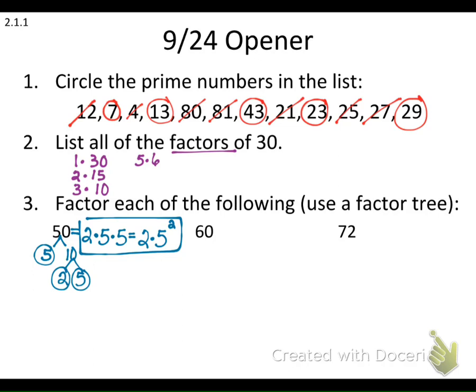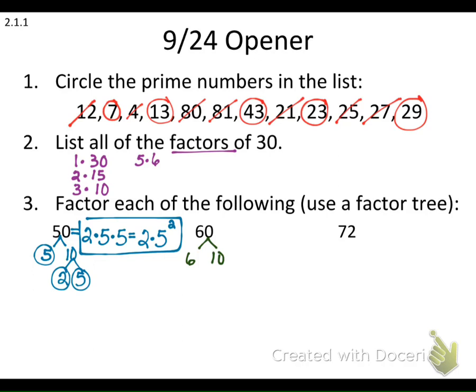60, I want you to factor it. We're going to make a factor tree. What two numbers can you multiply together to get 60? 6 and 10. What else could you use? 5 and something as well. 5 and 12, I believe.